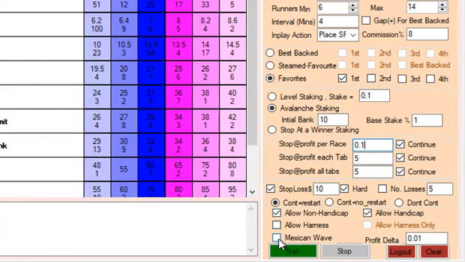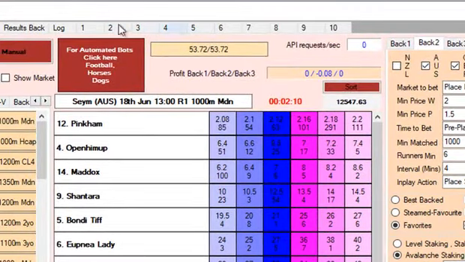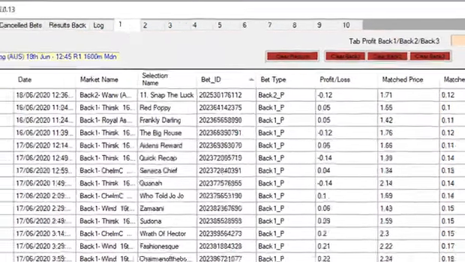The Mexican wave option here works on these tabs up here. So if we click on this first tab here, we've got it enabled.